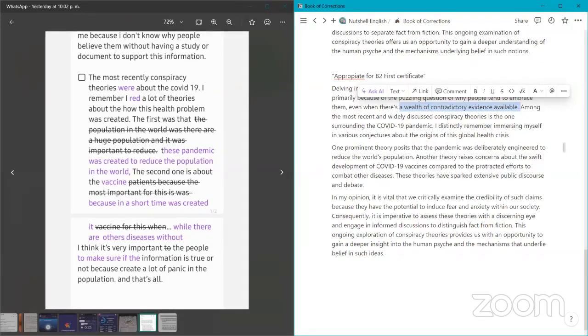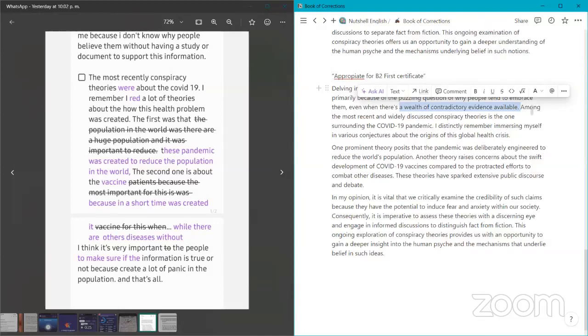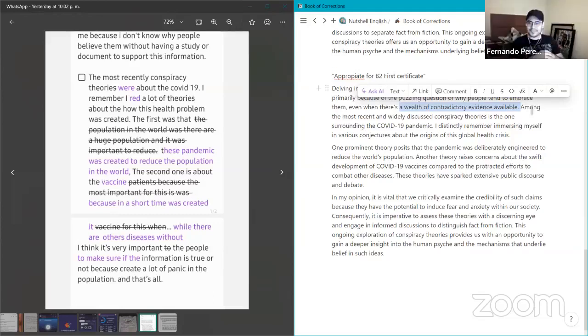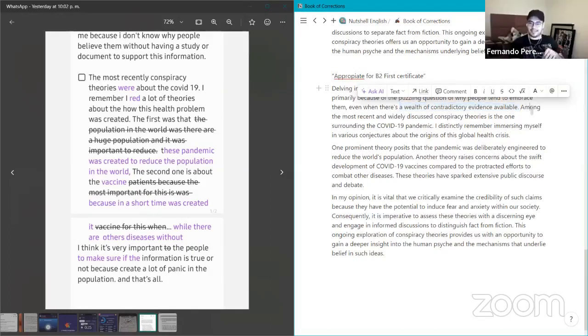Read it another time if you want to, but with correct accentuation, because you are not separating sentences. A wealth of contradictory evidence available. This is an easy word. Available. Yes, continue.